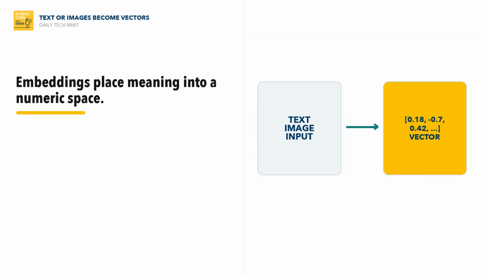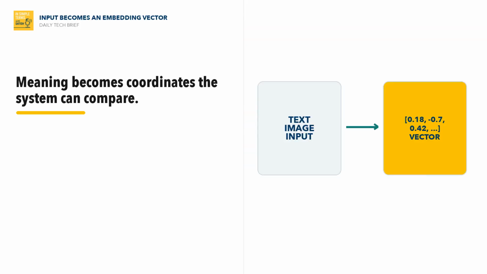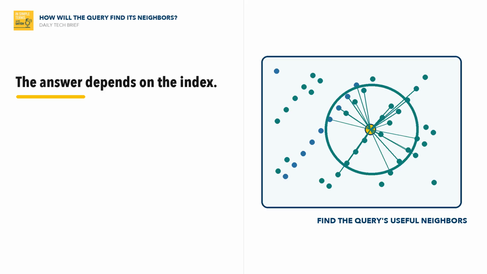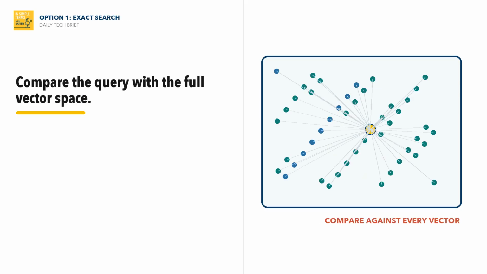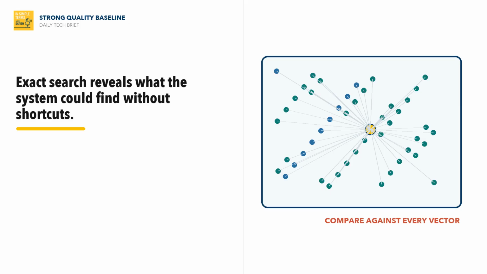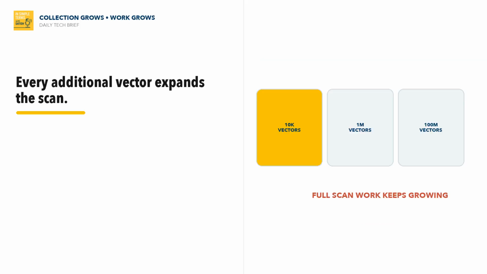Now back to the actual technical concept. When an AI system uses embeddings, it turns text, images, or other inputs into vectors. But storing those vectors is only the beginning. The system still needs a way to search them. One option is exact search. That means comparing the query against the full vector space. That gives a strong quality baseline, but it gets more expensive as the collection grows.